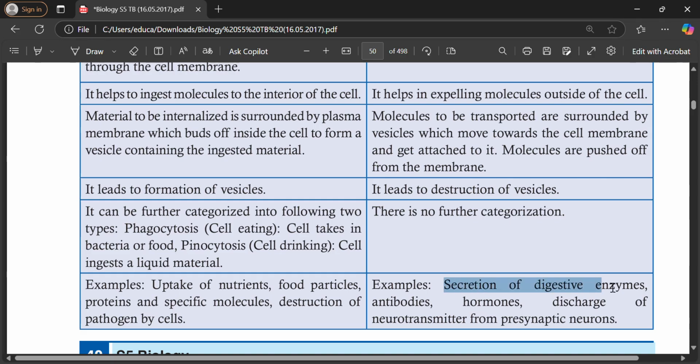Then we have secretion of digestive enzymes, antibodies, hormones, and discharge of neurotransmitters from presynaptic neurons.